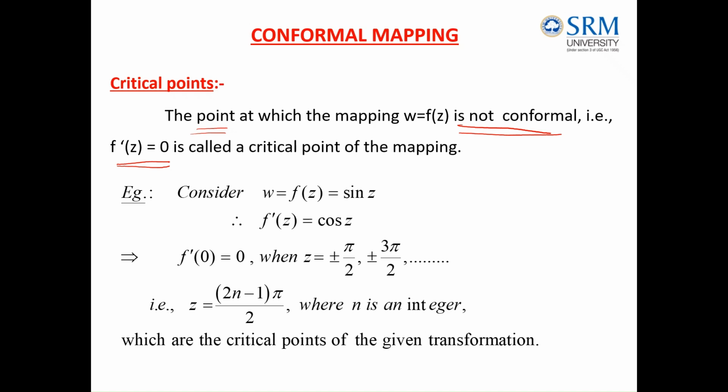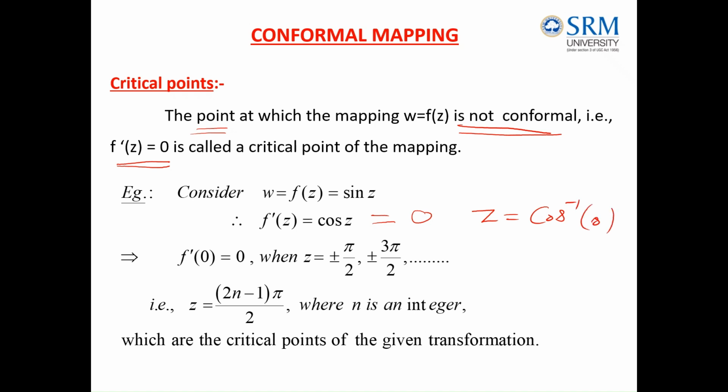For example, take W equal to sine z. So f of z we are taking as sine z. Find the derivative of sine z, which is cos z. Then equate it to 0 and find out what z is. So if you equate cos z to 0, you will get z as cos inverse 0. For what values, what are the angles, does cos become 0?